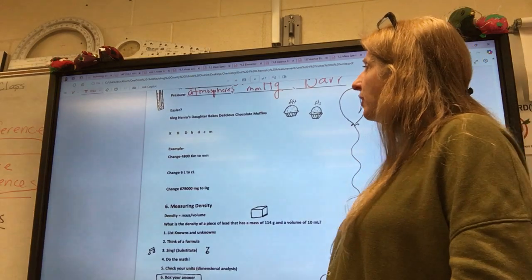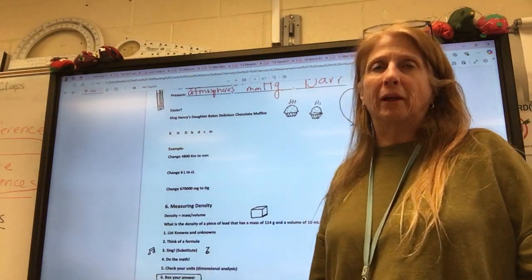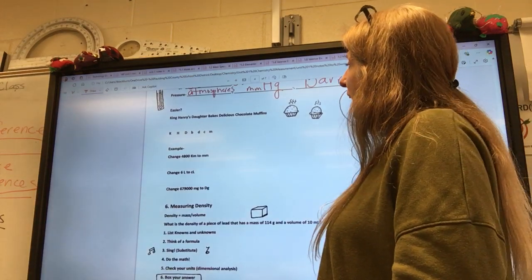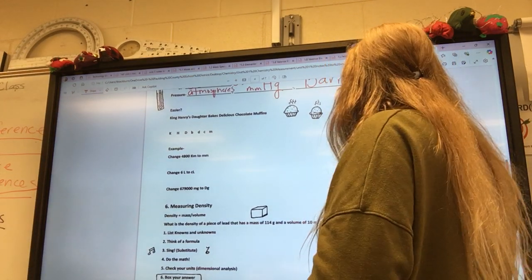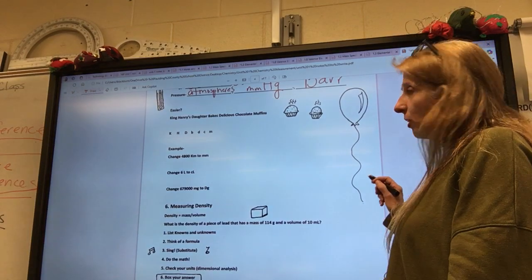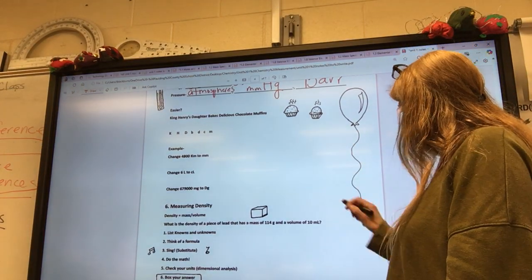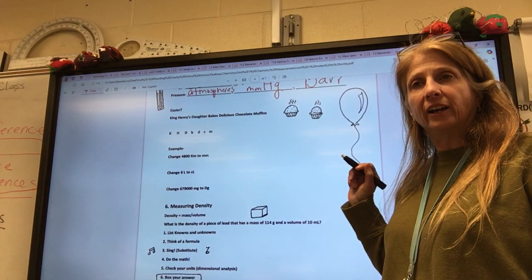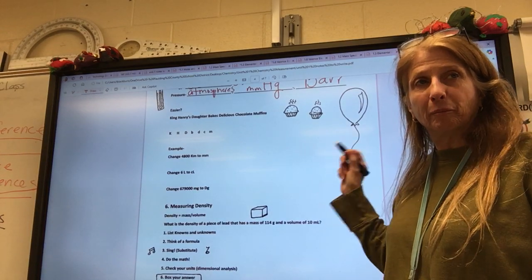And so there's another method that I call the frog jump method, and it's based on this sort of acronym: King Henry's daughter bakes delicious chocolate muffins. So the King Henry's daughter is a princess, and in particular, she's Princess Tiana. So I put a Tiana on y'all's notes, and she didn't come out good. Can you tell it's Tiana? That's Tiana. It's got to be Tiana.